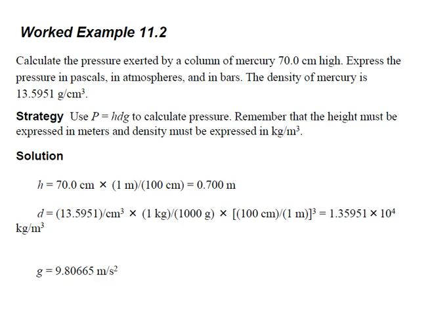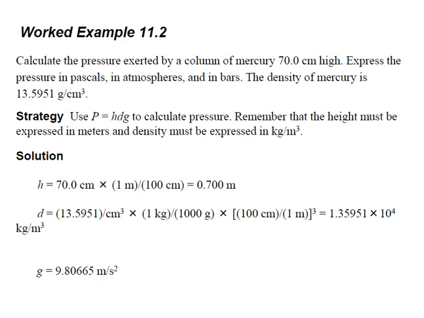Let's take a look at the second example. Calculate the pressure exerted by a column of mercury 70 centimeters high. Express the pressure in pascals, in atmospheres, and in bars. And here's an equality that we'll get, that the density of mercury is 13.5951 grams per cubic centimeter. We're going to use a formula for pressure which relates height of a column, density of our material, and the mass to calculate our pressure.